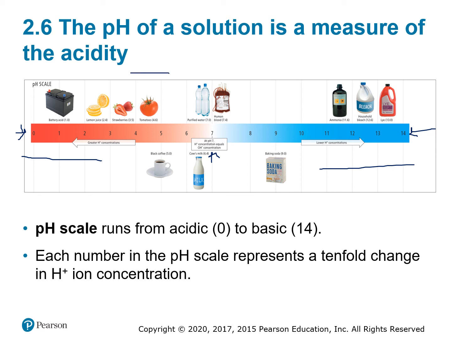If you move in this direction, things get more acidic. So tomatoes have a pH like 4.6. Strawberries are acidic. Lemon, even more acidic. Battery acid, very, very acidic. Moving in the other direction is more basic. So you have things like ammonia that is quite basic. Household bleach, very, very basic. And lye, which you probably don't really know what lye is, but it is extremely basic. So once again, the key is that each number in the pH scale represents a 10-fold change in the hydrogen ion concentration. The pH is a way of indicating the hydrogen ion concentration of a solution.